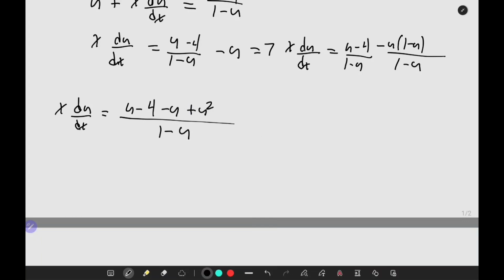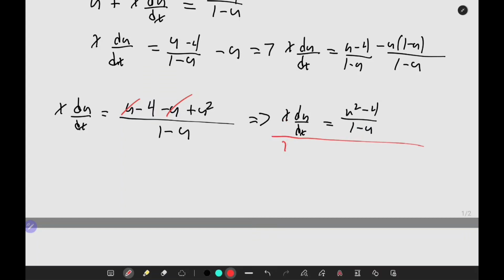Okay, so now you'll notice this can be simplified even more. The u's will cancel. These u's right here will cancel. And then we're left with u squared minus 4 over 1 minus u. Okay. So now this is separable.